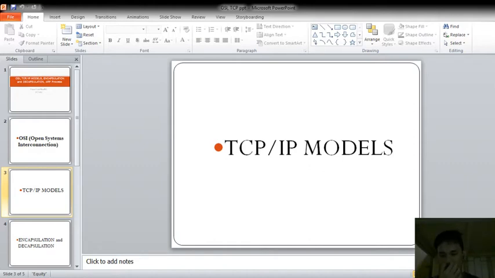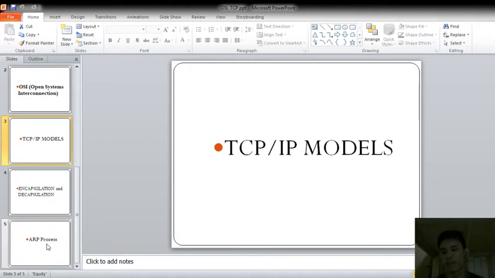So the last layer is the application layer, which defines protocols for node-to-node application communication and services to the application software running on the computer. So that is all about the TCP/IP model.